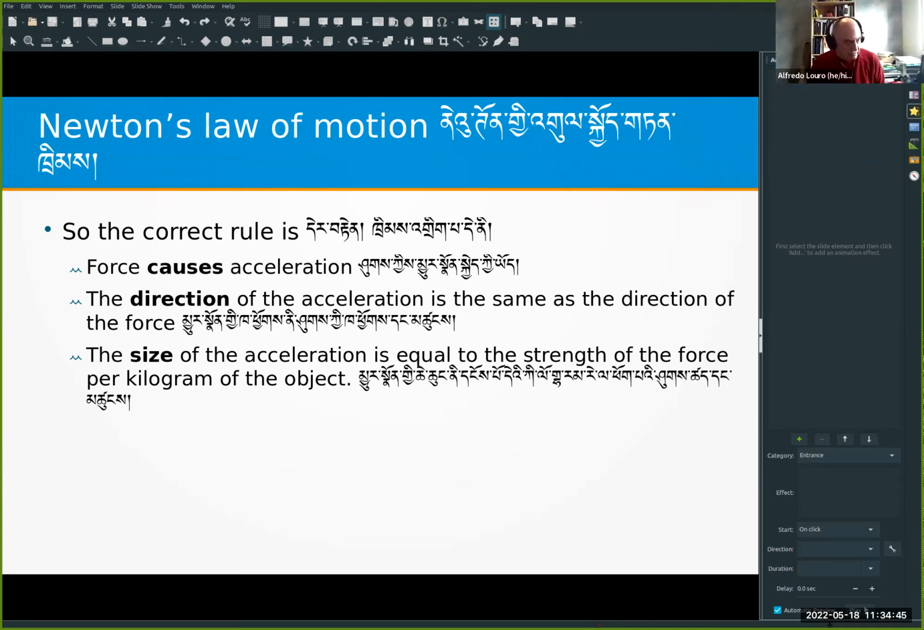So this is what we call Newton's law of motion.